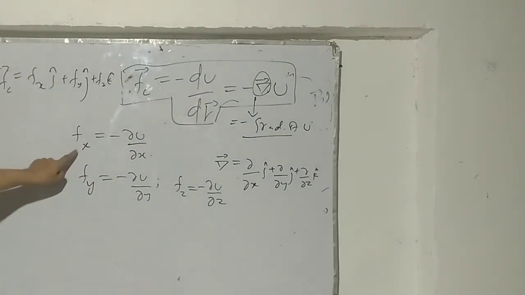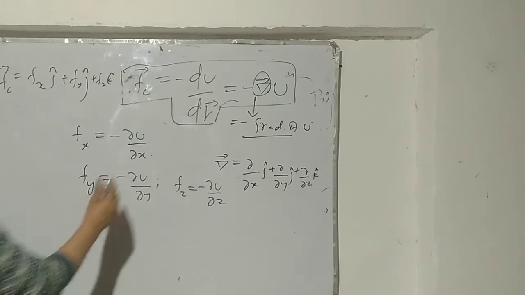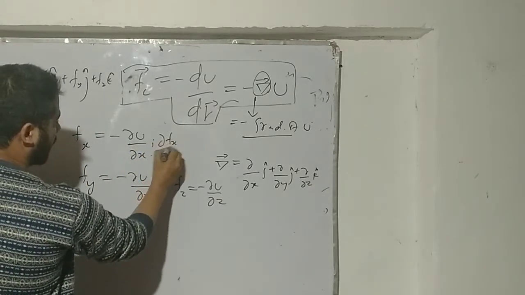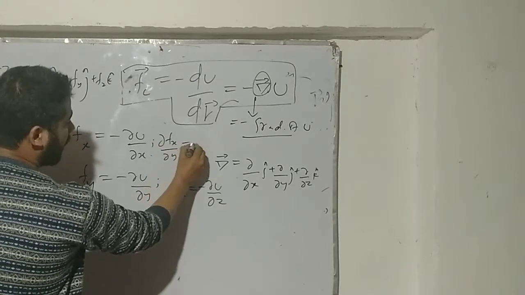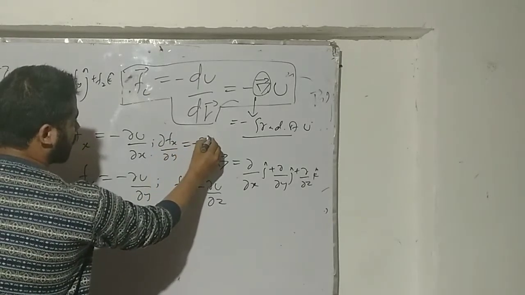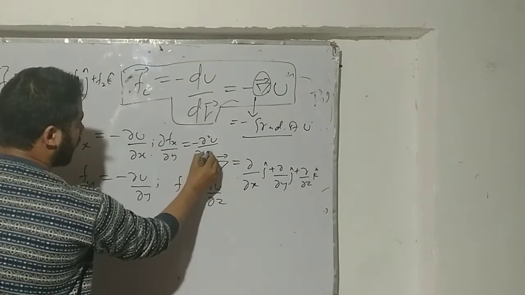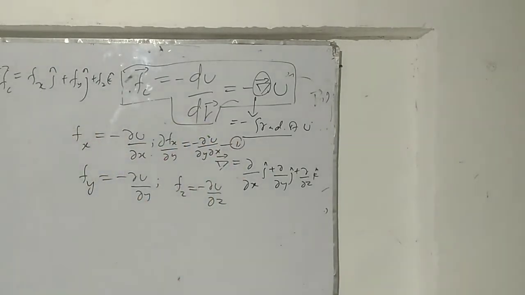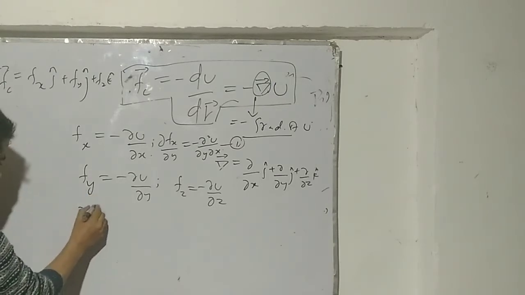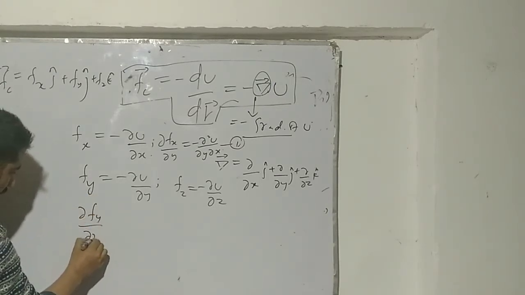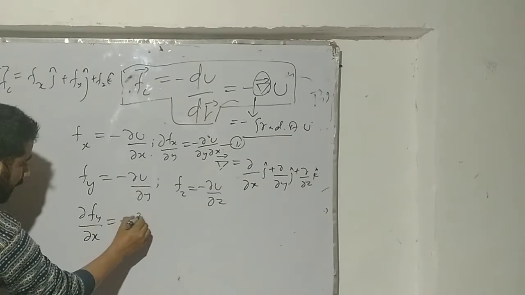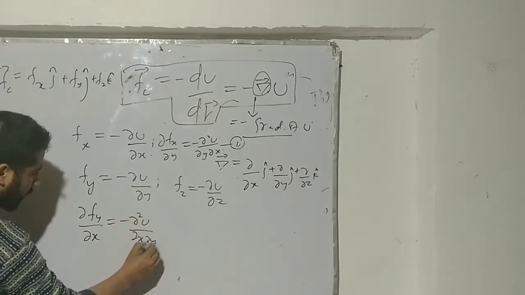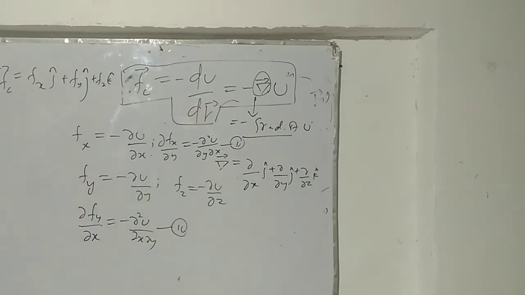So if I differentiate the above equation partially with respect to y, I will get partial x by partial y, which will be minus partial square u by partial y partial x. Okay, I will number it first. If I differentiate with respect to x, partial f y by partial x, it will be minus partial square u by partial x partial y. Now I will number this equation second.